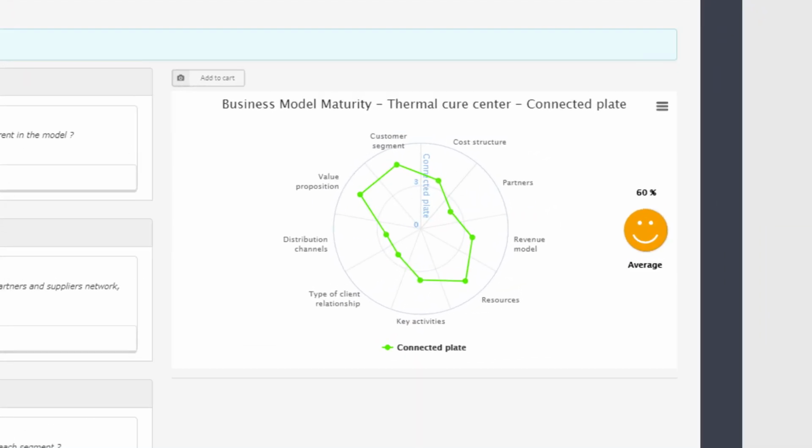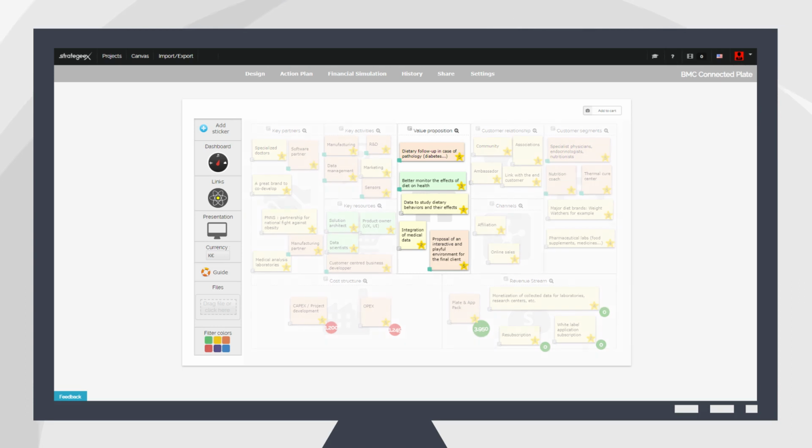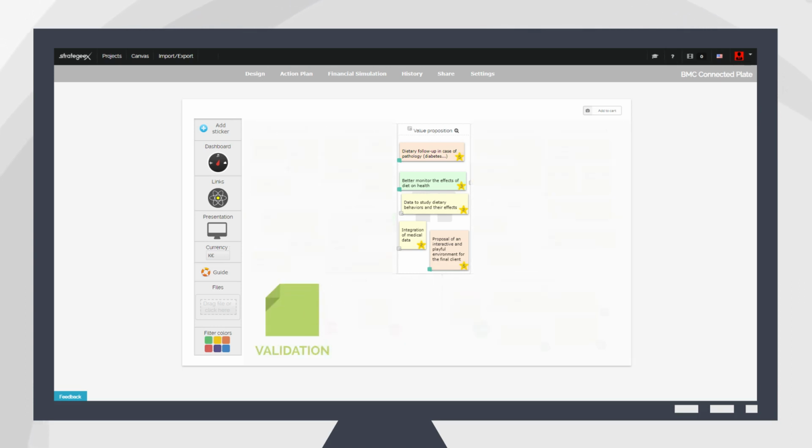The radar on the right side of your screen gives you a summary of your answers. What guides you in your evaluation is the color of the sticker in your BMC. If everything is okay, then the sticker should be green. If nothing has been worked on, then it is still in yellow. If you are still working, it is in red.